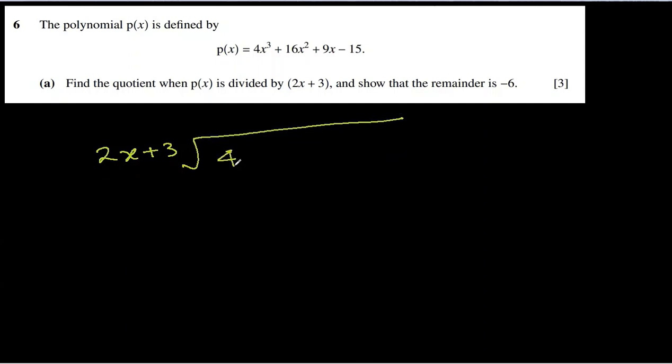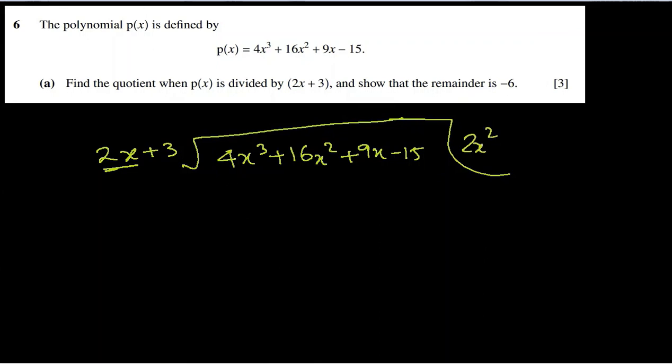Let's see, 4x cube plus 16x square plus 9x minus 15. Quotient will come here. 2x, what should I multiply with 2x so that I get 4x cube? I'll need 2x square. So 2x times 2x square will be 4x cube. 3 times 2x square, it has to multiply with 3 as well, will be 6x square.